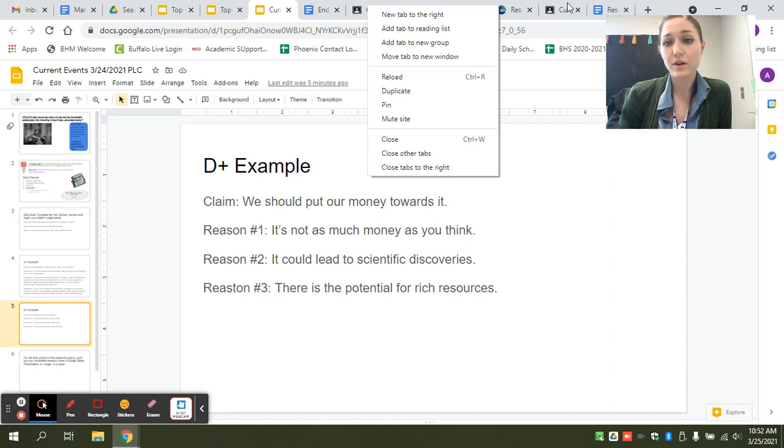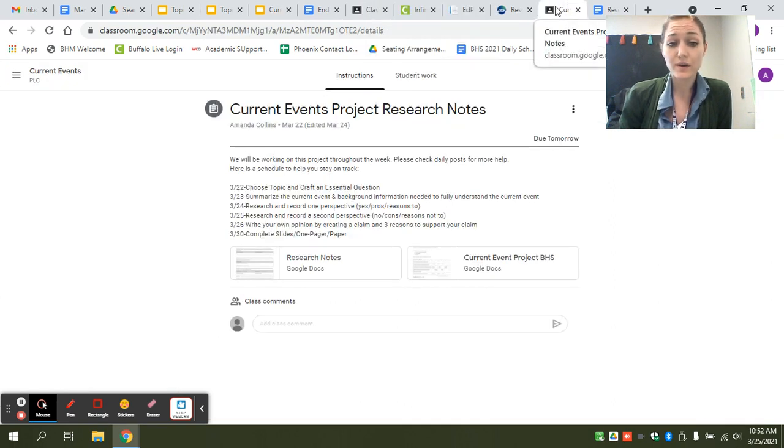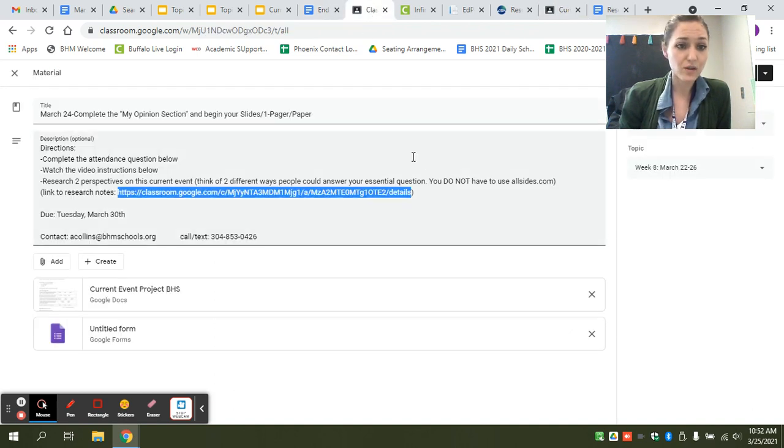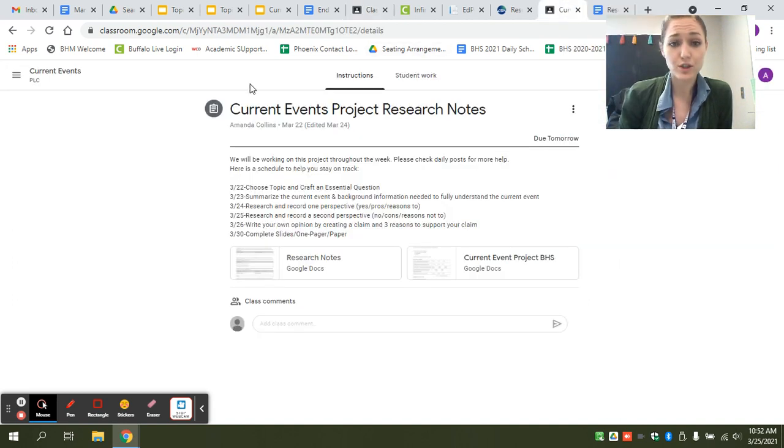Once you finish with that, you're going to go ahead and take those completed research notes and put them into either a one-pager, a Google Slides, or a paper. You get to choose.